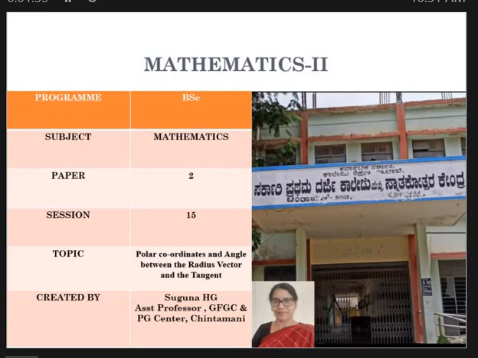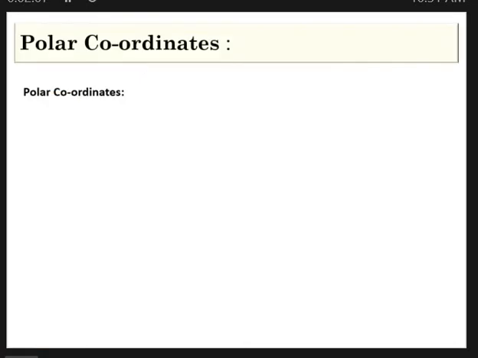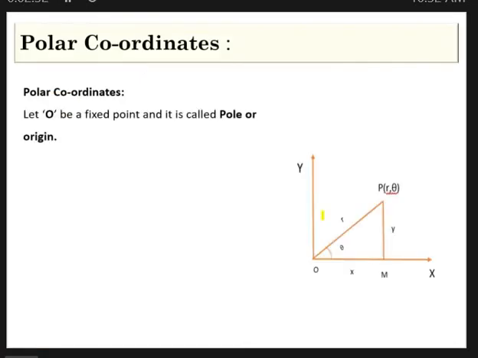In this video, I am going to present you polar coordinates and the angle between the radius vector and the tangent. Polar coordinates. In the figure, let O be a fixed point and it is called a pole or origin. Then OX be a fixed line through O and we call it the initial line. So OX is the initial line and O is the pole. OX is a fixed line through O and it is also called the initial line.